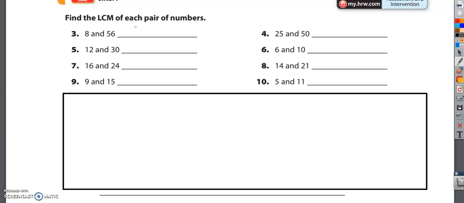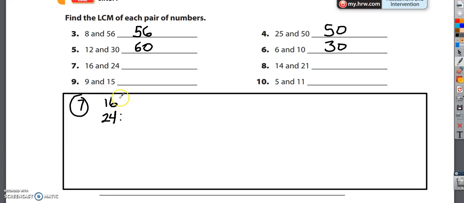So the LCM of 8 and 56 is 56. And the LCM of 12 and 30 is 60. And the LCM of 25 and 50 is 50. And the LCM of 6 and 10 is 30. So now I'm on number 7. And my numbers are 16 and 24.